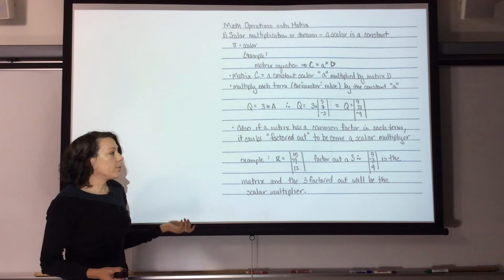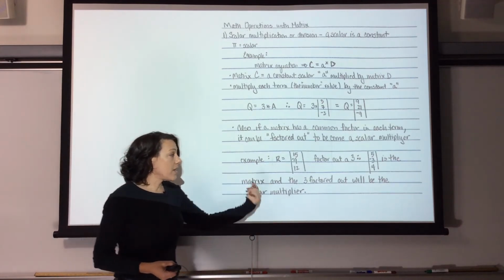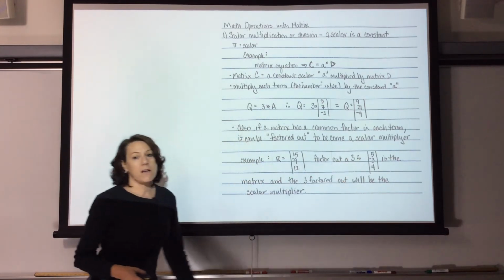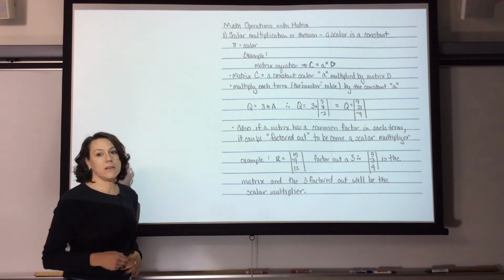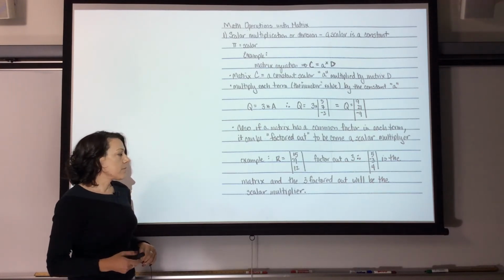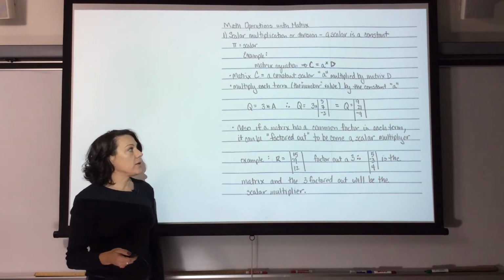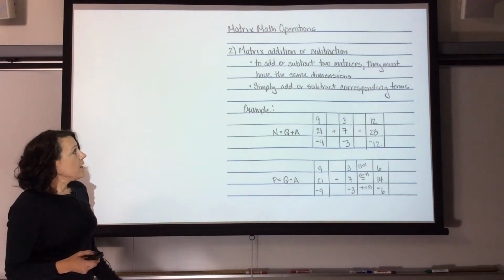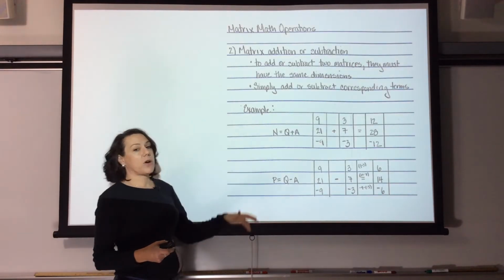Those are all multiples of 3, so I could take the 3 out and put the 3 in front of it. So it would be 3 and then the matrices, okay? So this would be a scalar multiplier. So, matrix addition and subtraction.